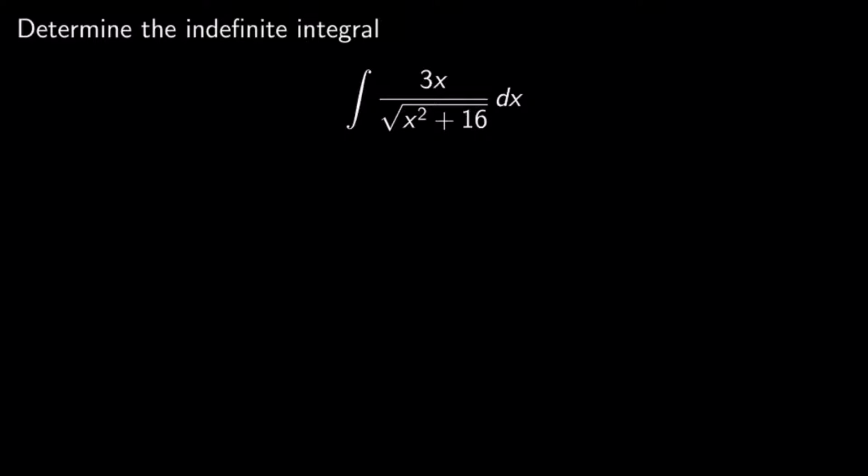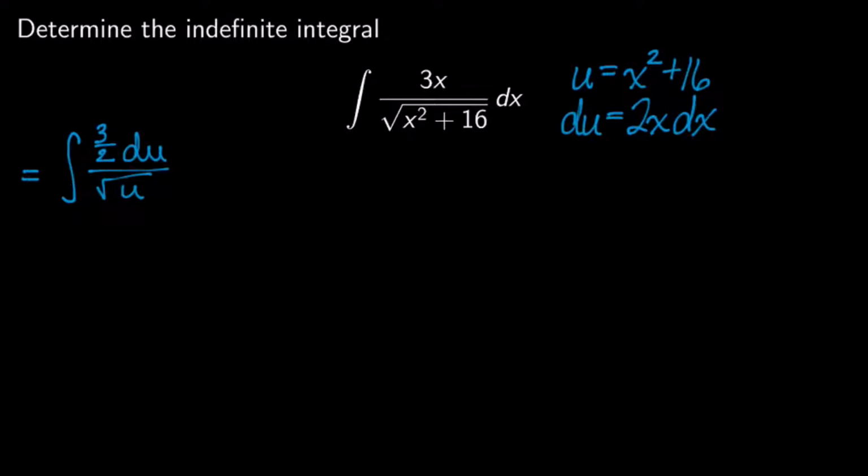And so this is actually a situation in which we could just do a u substitution. We could set u equal to x squared plus 16. We could set du equal to 2x dx. And when we make that substitution, we get 3/2 du on top, right? Because there's 3x dx. When you make that substitution, that's what you'll get. And on bottom, you just get radical u.